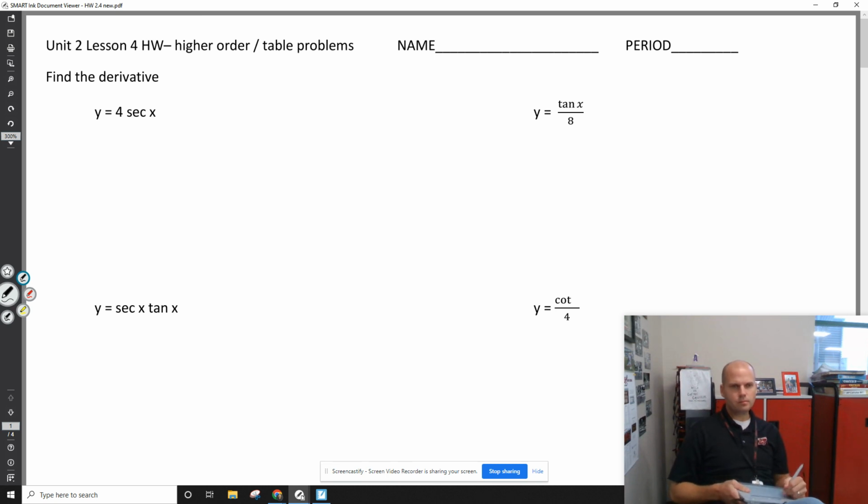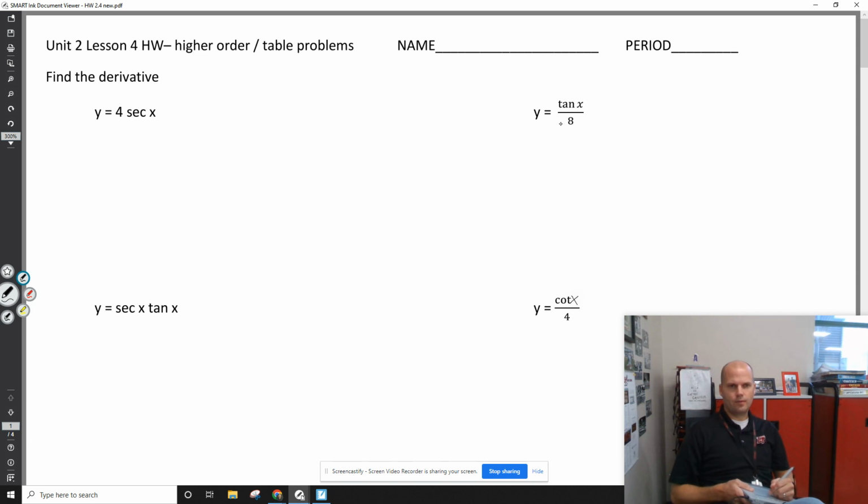So you need to have memorized, this is one of the things to memorize, the derivatives of secant, cosecant, tangent, cotangent. It should be cotangent x.